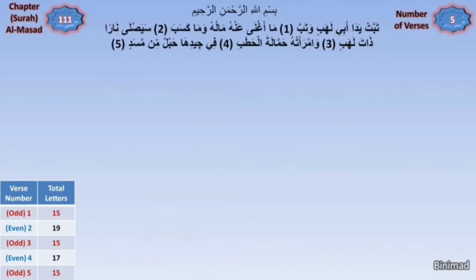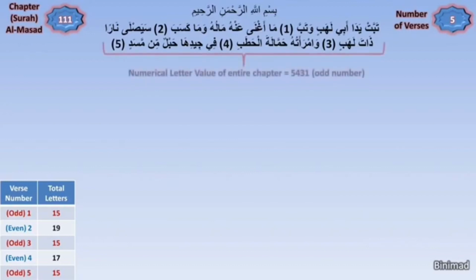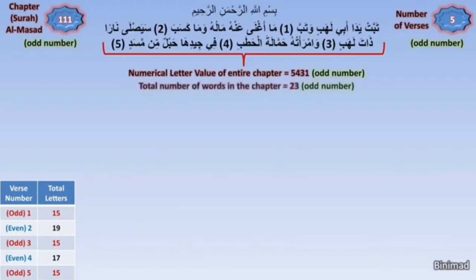Anyway, based on the initial observations, we check the numerical value of the entire chapter and we get 5,431, which again is an odd number. So no longer is this a coincidence, and clearly something is in perfect order. The chapter number is an odd number. The total verses in the chapter is an odd number. Then we realize that the total number of words in the chapter is also an odd number.